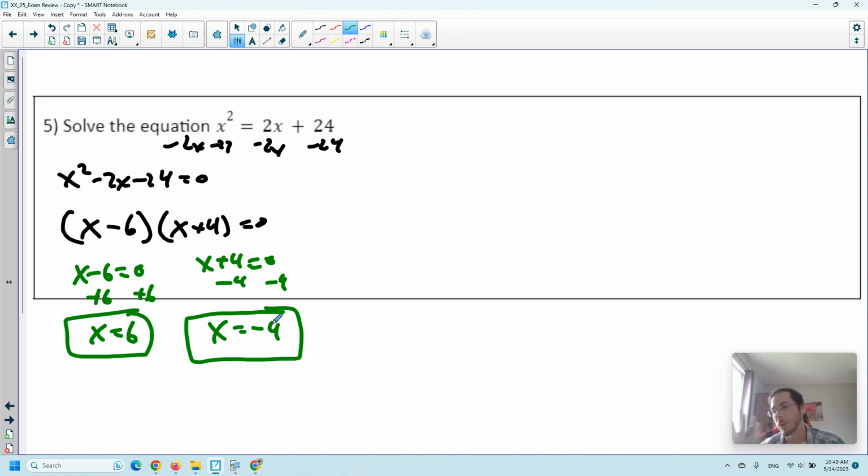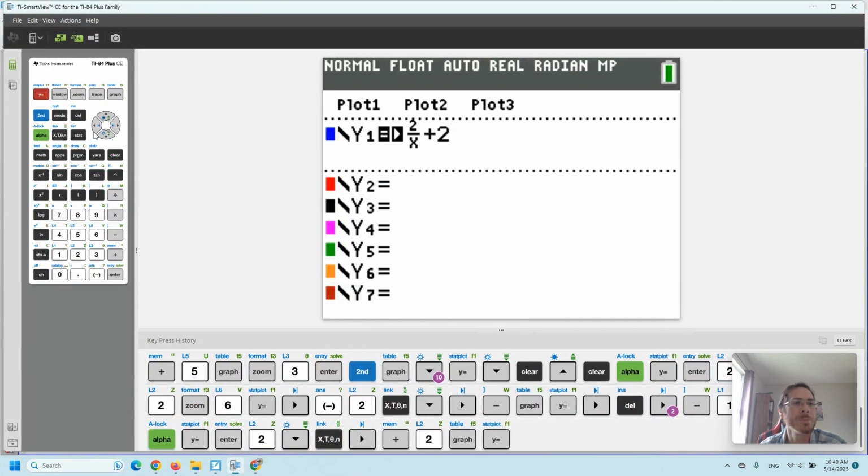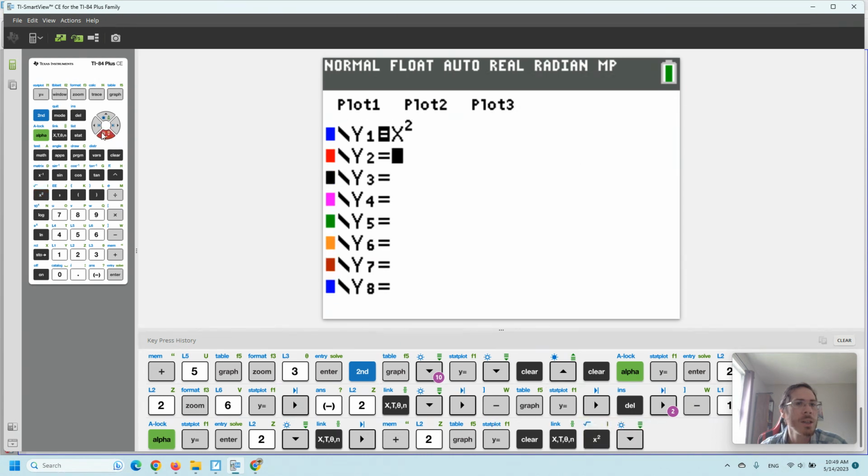So in this case, it's just a regular quadratic. Since the domain's all real numbers, you're not going to get any extraneous solutions. Again, double check. We just throw in the calculator, x squared, and then 2x plus 24. So up here we have x squared, and then 2x plus 24.